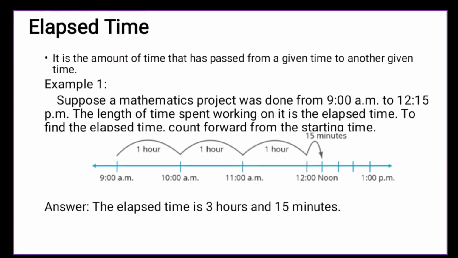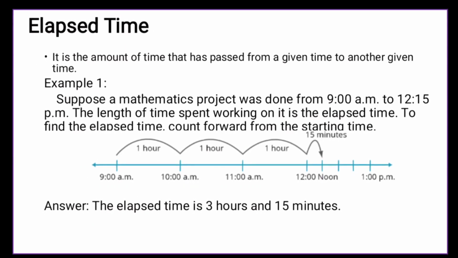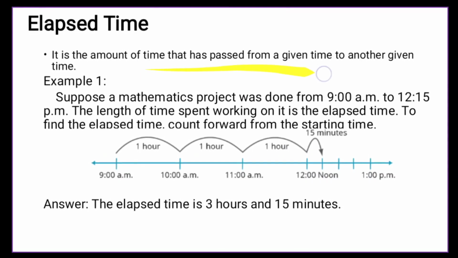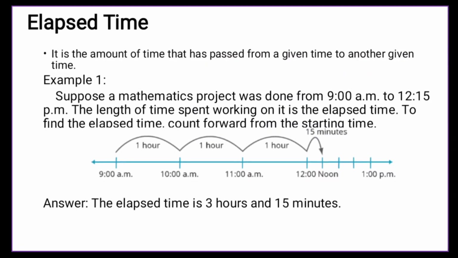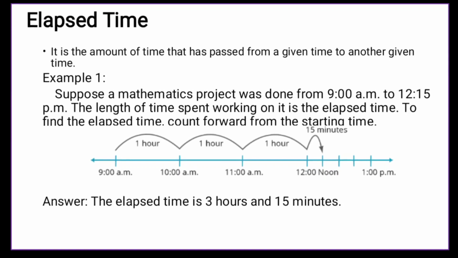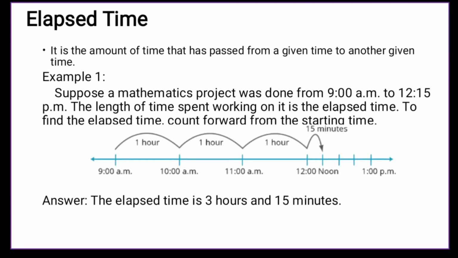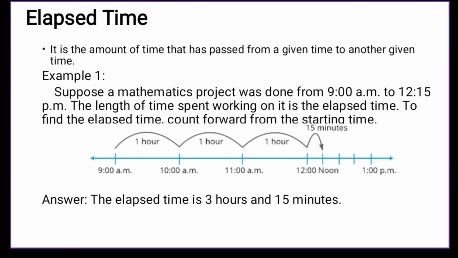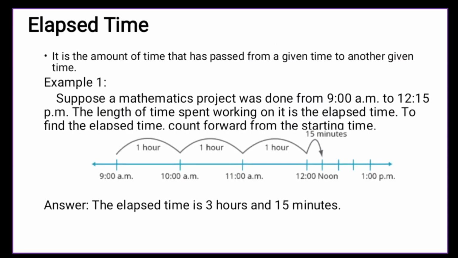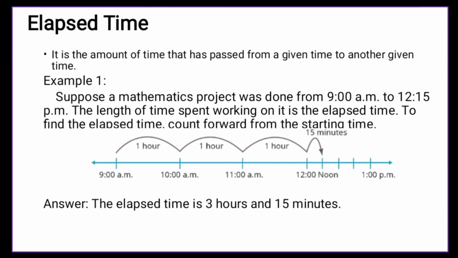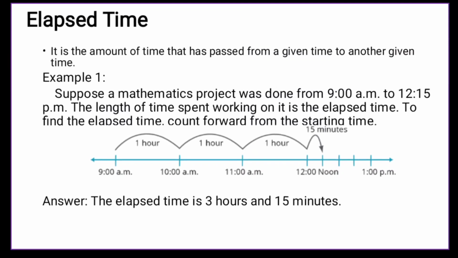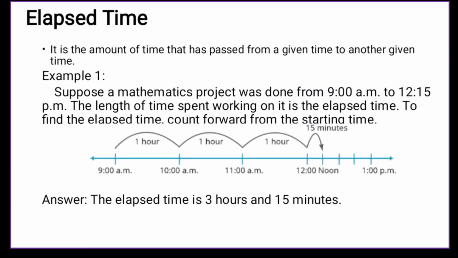Now, let's talk about elapsed time. When we say elapsed time, it is the amount of time that has passed from a given time to another given time. For example, from 10 to 1, you are going to identify how many hours there are from 10 to 1. We start from 10, then we have 11, 12, 1. That is 3 hours. So our elapsed time there is 3 hours.